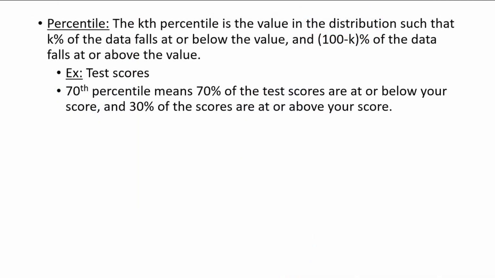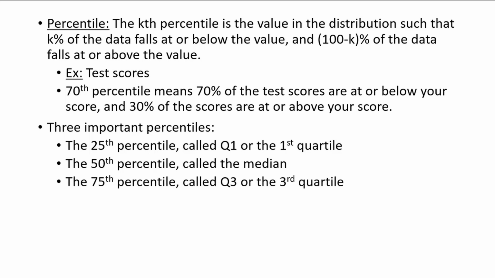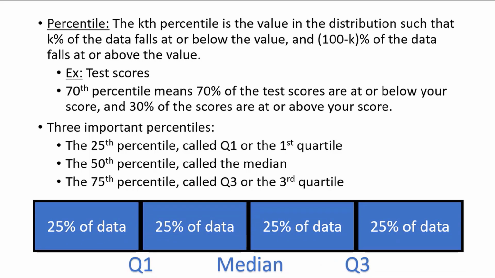There are 3 percentiles that are so important we have given them their own names. They are the 25th percentile, which we call the first quartile or Q1, the 50th percentile, which is the median, or sometimes called Q2 or the second quartile, and we have the 75th percentile, which we call the third quartile or Q3. These values are called quartiles because they split the dataset into quarters. Think of 4 sections, each containing a quarter of the data. Q1, the median, and Q3 are the numbers that fall on the boundaries of the 4 sections.